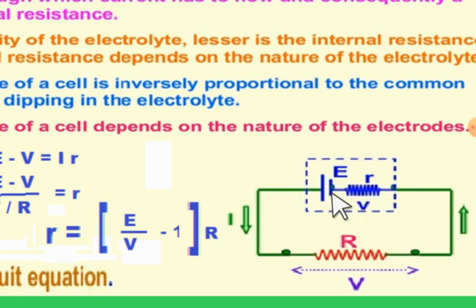So the larger the size of the electrode, the lesser will be the internal resistance. Why? Because more and more ions may be allowed to flow from one electrode to the other electrode.